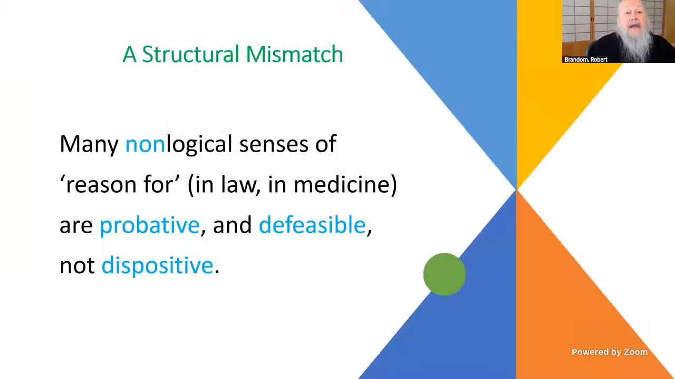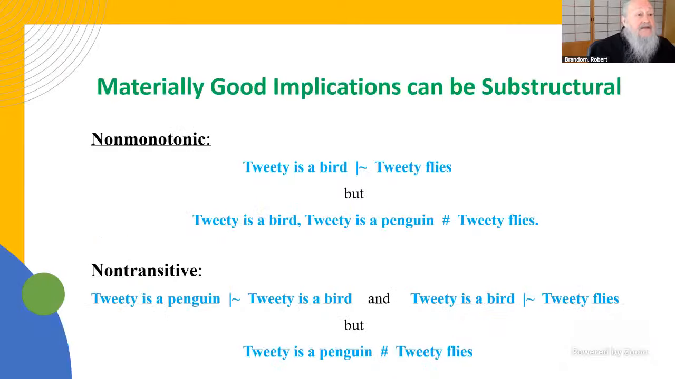The trouble is, there's a structural mismatch between those conditions, the topological closure conditions, and the actual structure of implication relations, if we're thinking of those implication relations as codifying ordinary senses of 'is a reason for.' In law, in medicine, reasons are probative rather than dispositive. They're defeasible. Though we don't find containment being violated, it's not unusual to find monotonicity and transitivity violated in ordinary reasoning.